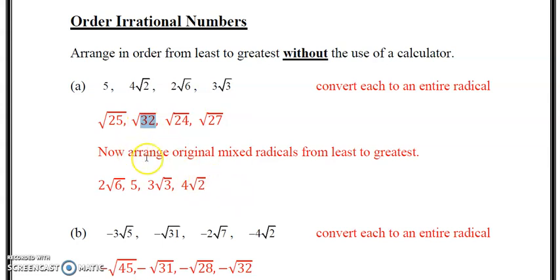So when you arrange irrational numbers from least to greatest, switch them into an entire radical. That's normally what we do with these because if they all had the same radicand, the number underneath the square root sign, then we would obviously know which is more and which is not. So normally we change these into an entire radical. That's the easiest way to do this.